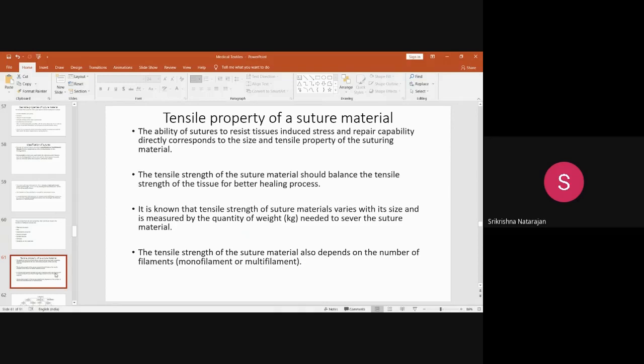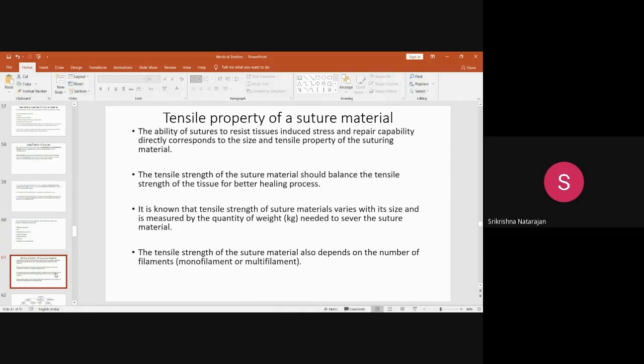So if you see, the ability of a suture to resist the tissues, whether during any kind of stress or a repair capability, that time this tensile property is important. So this corresponds to the size, what type of suture size you are using, and the tensile property of the suture material. So the tensile strength should balance the tensile strength of the tissue.